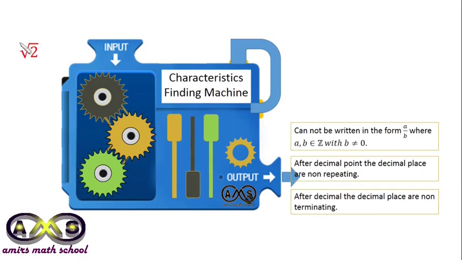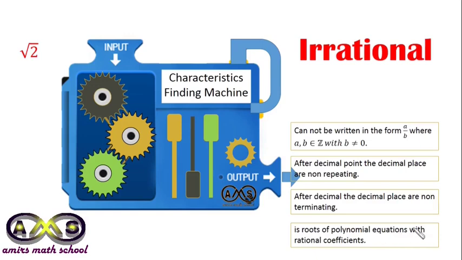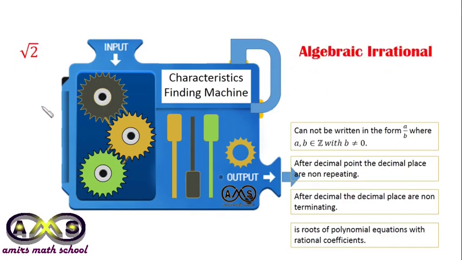So the square root of 2 must belong to irrational numbers, and this square root of 2 is a root of a polynomial equation with rational coefficients. So we can say this square root of 2 is irrational as well as algebraic irrational.